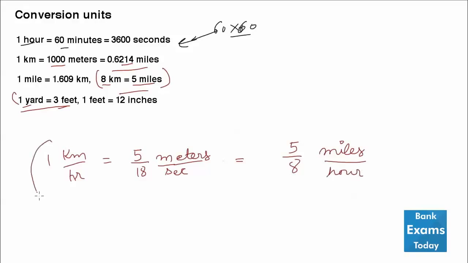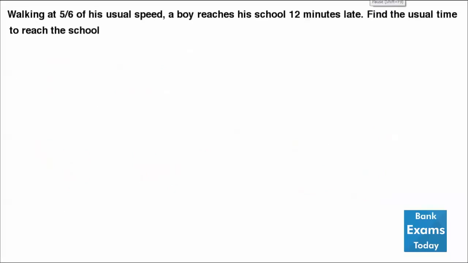So learn this. 1 kilometer per hour is equal to 5 over 18 meters per second, and both of these are equal to 5 over 8 miles per hour. Walking at 5/6 of his usual speed, a boy reaches his school 12 minutes later. Find the usual time to reach the school.